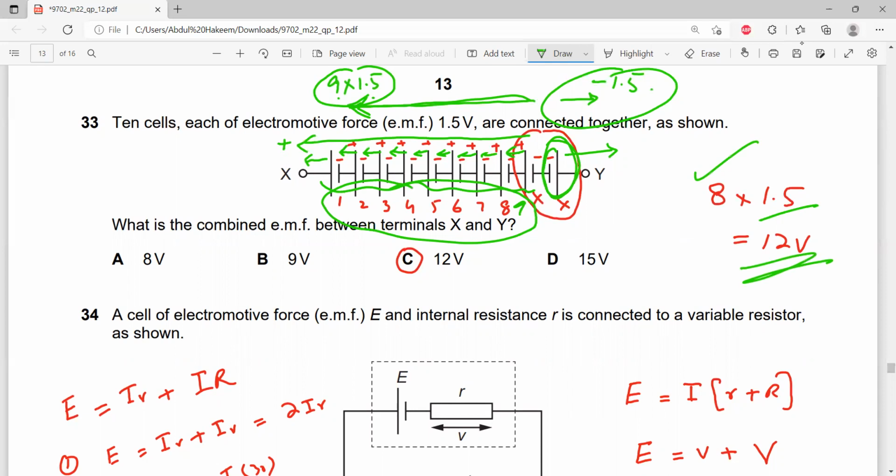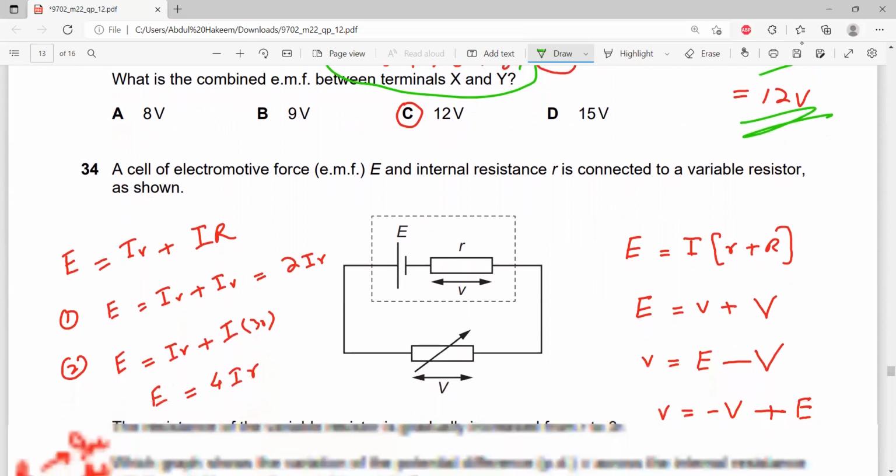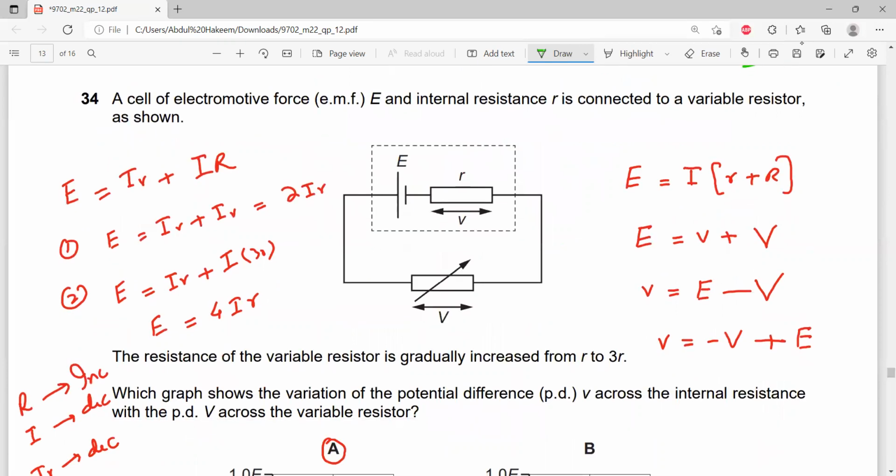So one cell is connected in the opposite direction. So one cell is canceling the EMF of another cell. So how many cells are left? 8. So 8 multiplied by 1.5, 12. So this answer, 12.